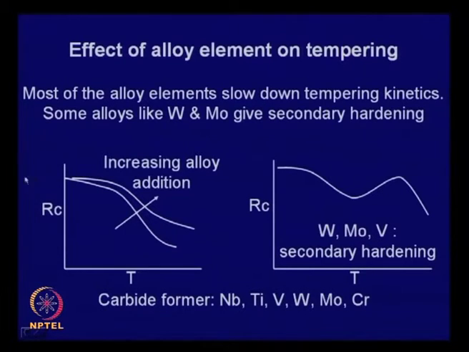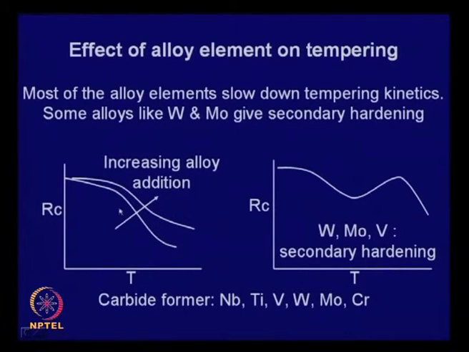So what happens? This is the normal behavior, where hardness drops with increasing tempering temperature. This is the tempering temperature, this is the Rockwell hardness, and with increasing time and temperature hardness keeps dropping. You have 3 distinct stages of tempering. This is the first stage, where high carbon martensite gets converted into low carbon martensite with a low c/a ratio, plus possibly epsilon carbide.